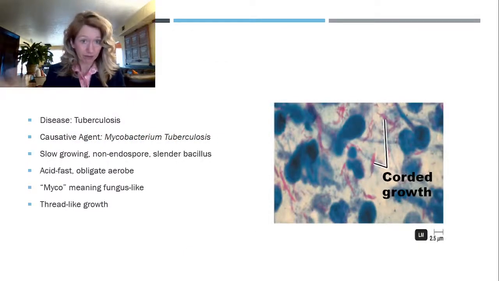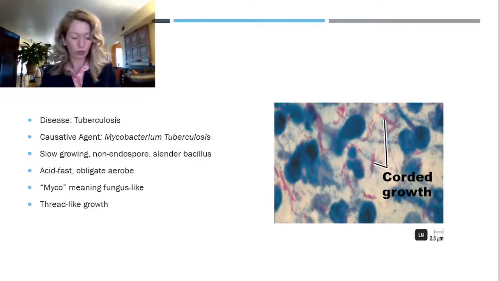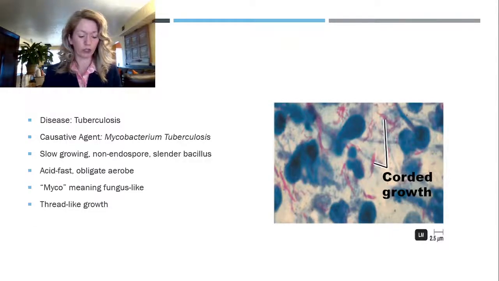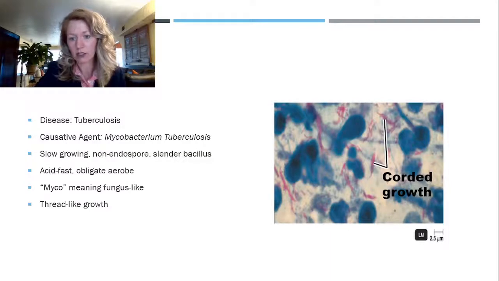The bacterium that he discovered using his postulates here is known as Mycobacterium tuberculosis, the causative agent of tuberculosis. This human pathogen is slow-growing, non-endospore forming, and rod-shaped. It is aerobic and stains acid-fast. The mycobacteria name is derived from myco, which means fungus-like, referring to a periodically observed filamentous or thread-like growth pattern. And you can see that here in this slide with the little thread-like growth pattern that it has, the little red stained threads there.